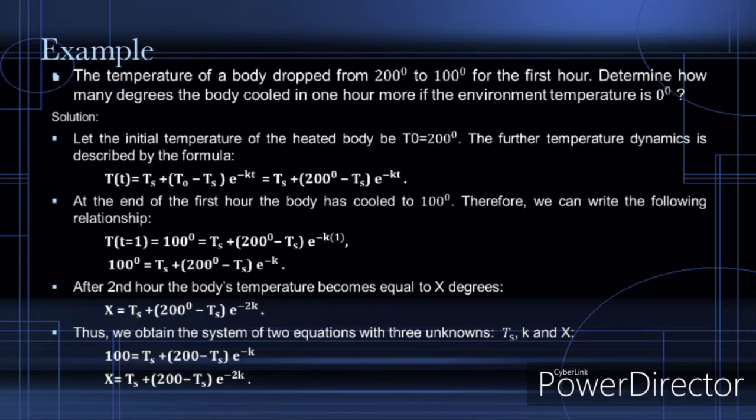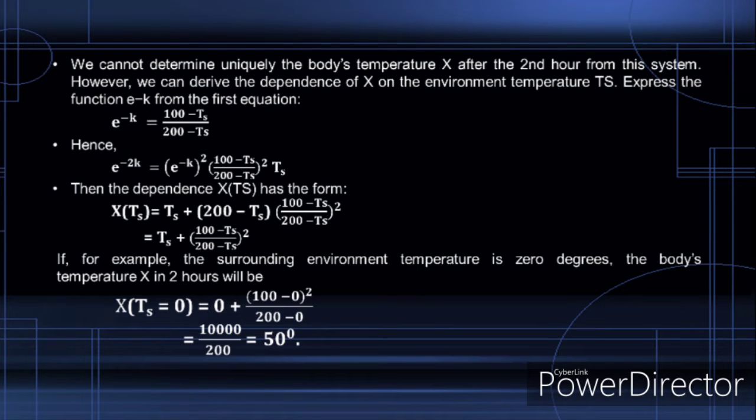We have 100 equals T sub S plus (200 minus T sub S) times e to the power of negative k, and x equals T sub S plus (200 minus T sub S) times e to the power of negative 2k. We cannot determine uniquely the body's temperature x after the second hour from this system. However, we can derive the dependence of x on the environment temperature T sub S.